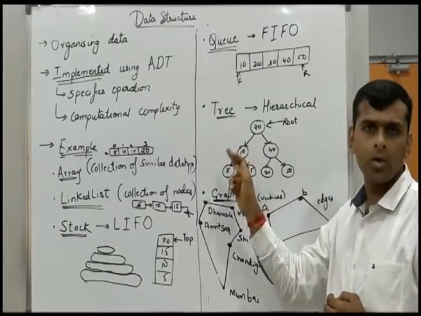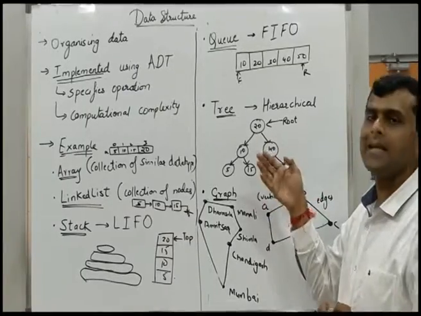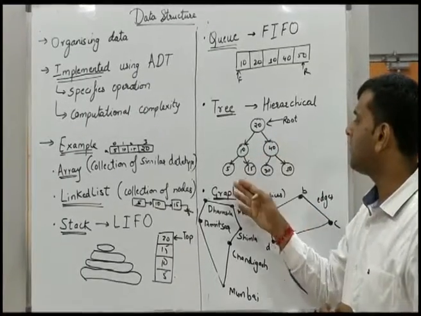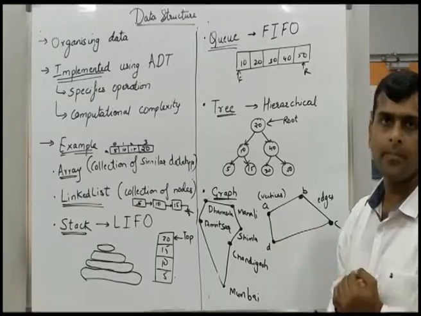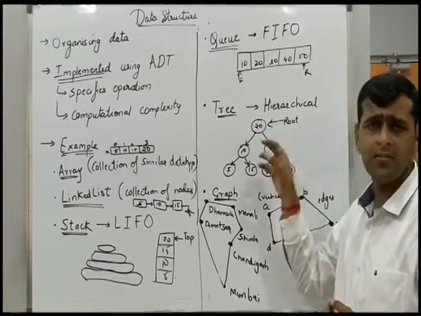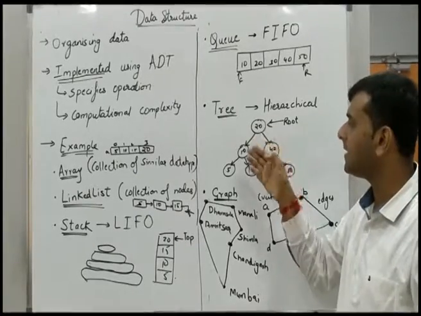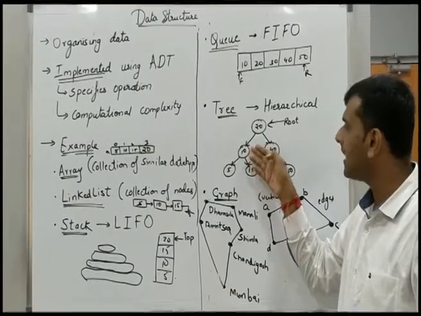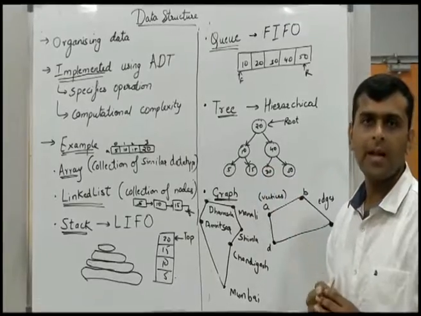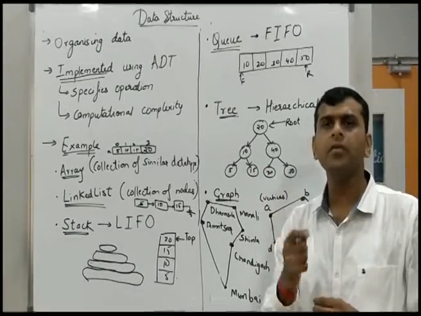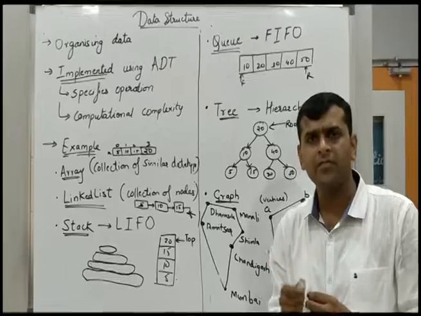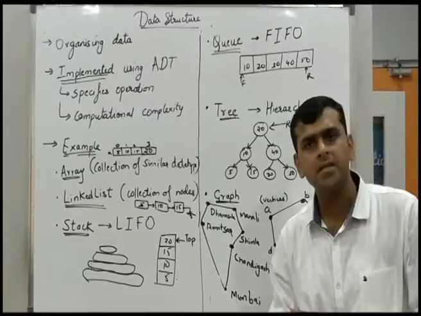So here I have shown a tree in which I am storing a data, say 20, 10, 45, 15, 30, 50 and so on. The first node, these are all nodes, and the first node is called a root. Root is the parent of all, and then we have the child, and this child is a parent of this particular child.